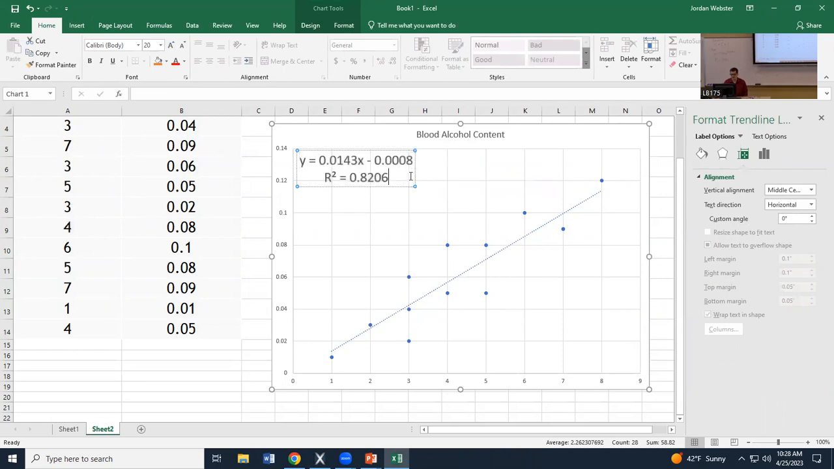There you go. There's our linear equation. Y equals 0.0143 times X minus 0.0008, and an R squared of 0.8206. Now 0.8206 is still fairly close to 1. All right. So it's still a pretty good R value, but it's not quite as good as our last one.